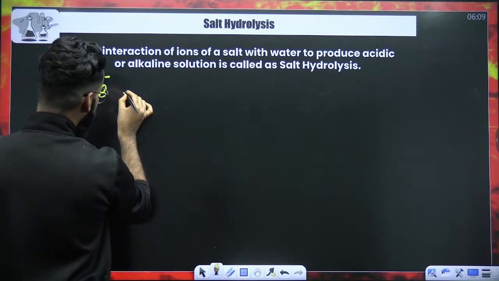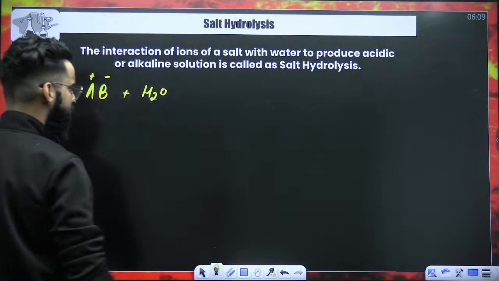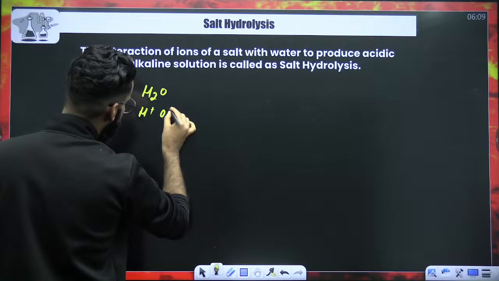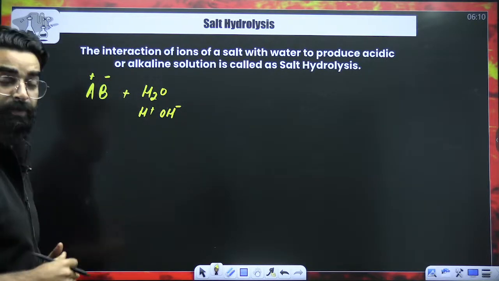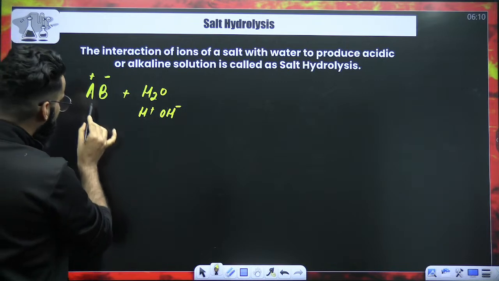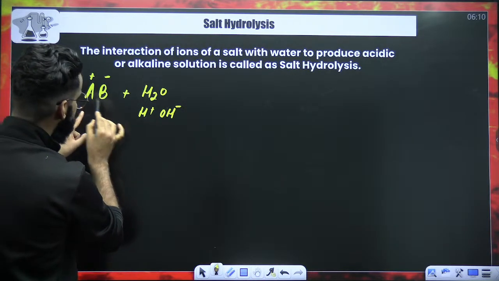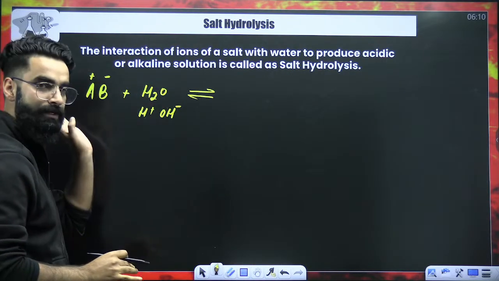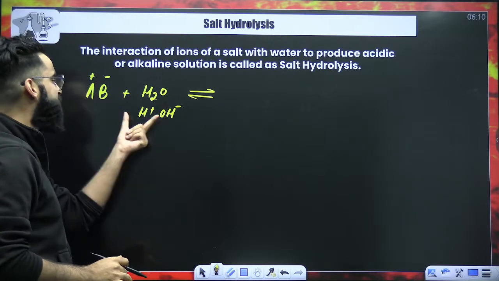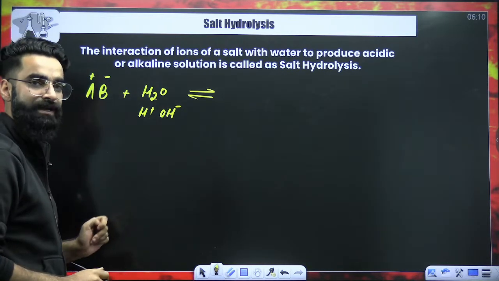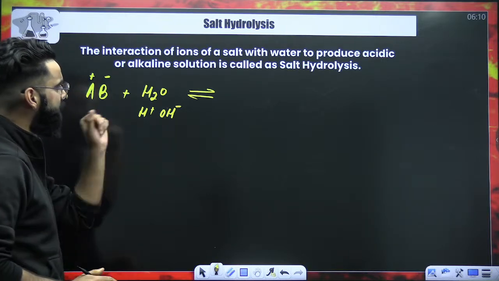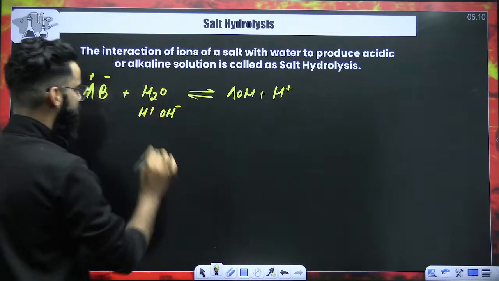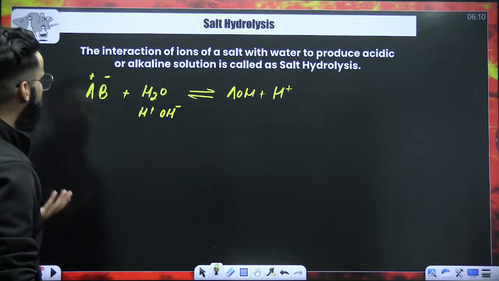Now, for example, you are introducing this salt in water. In water, you already have H positives and OH negatives. Now, there's a possibility that the ions of the salt will interact with water. Let's assume that this A positive is going to interact with water. You tell me, with which ion of water is this A positive going to interact? I would say this A positive will interact with OH negative. So it will lead to the formation of AOH, and with that, you'll be getting H positive as well.